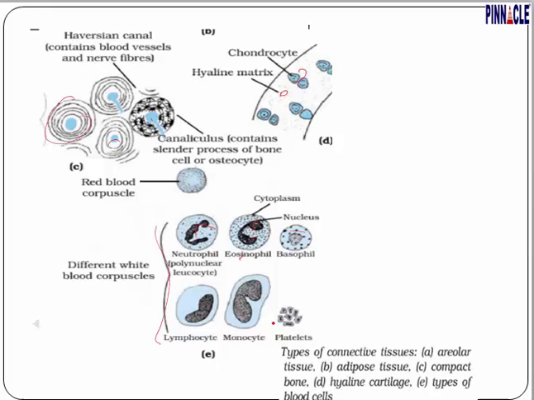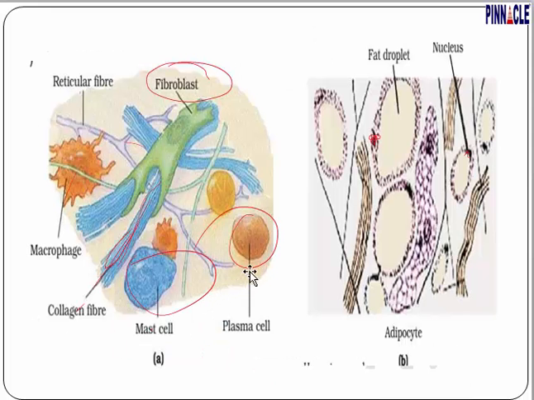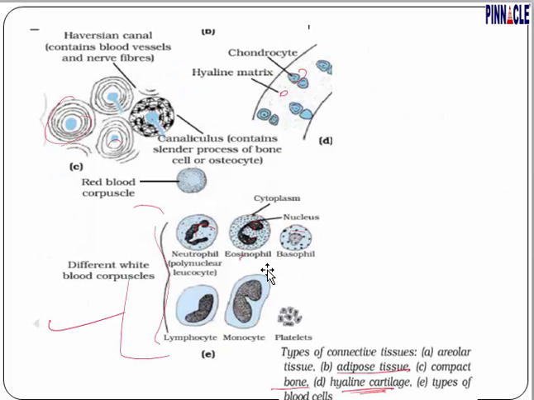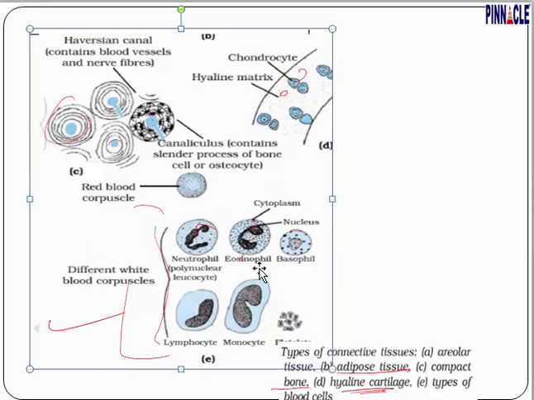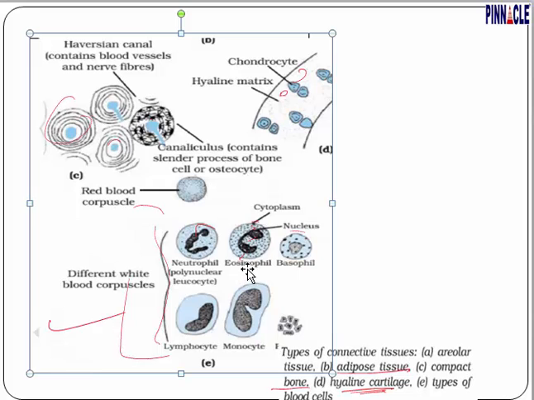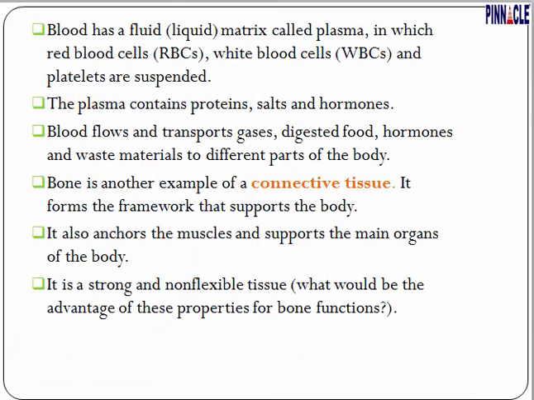A is areolar tissue, B is adipose tissue, C is compact bone, D is hyaline cartilage, and E is the types of blood cells. So look carefully at this diagram and the last diagram, because a question can be asked from it. Now see the next slide.